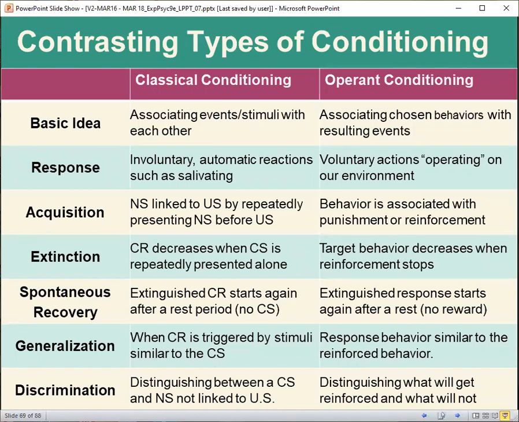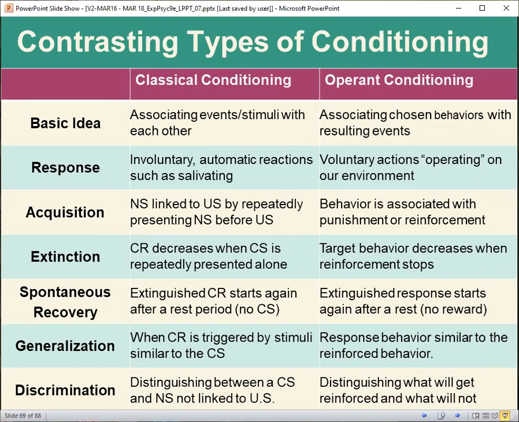Spontaneous recovery: in classical conditioning, the extinguished conditioned response starts again after a rest period. And here, in operant conditioning, the extinguished response starts again after a rest, with no reward.